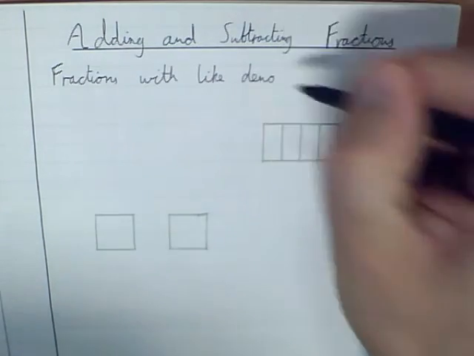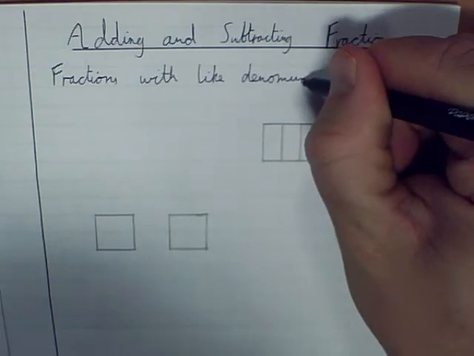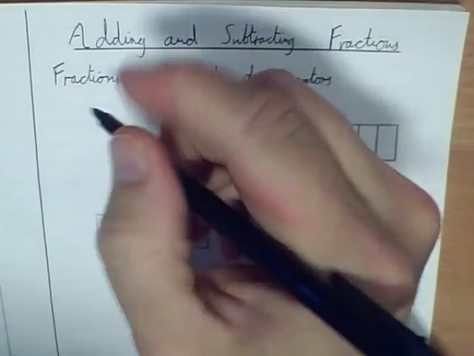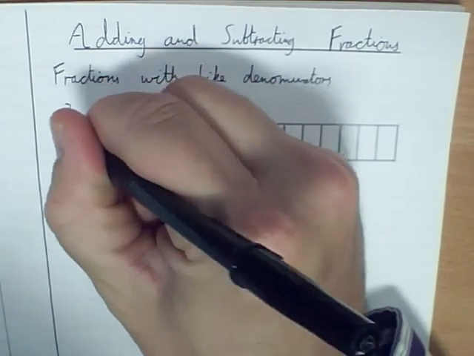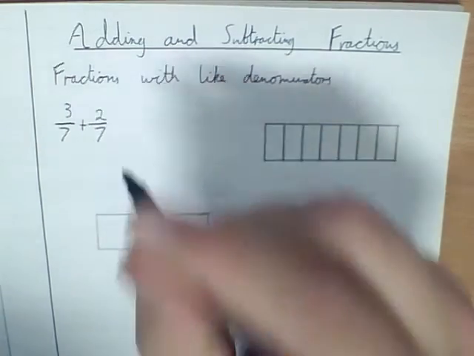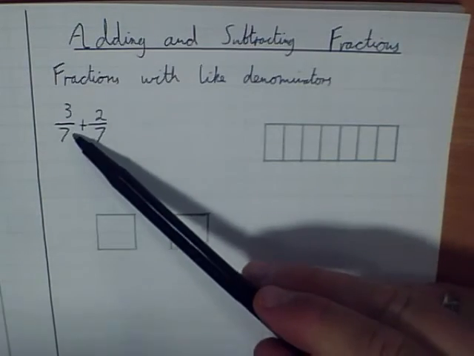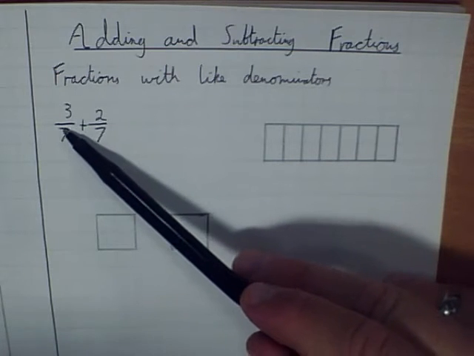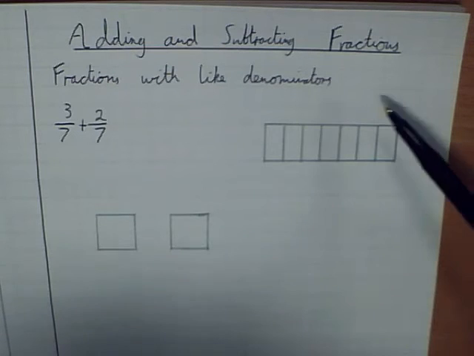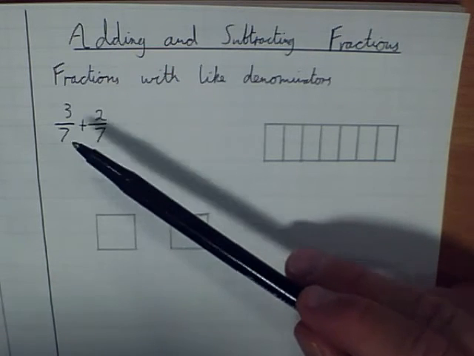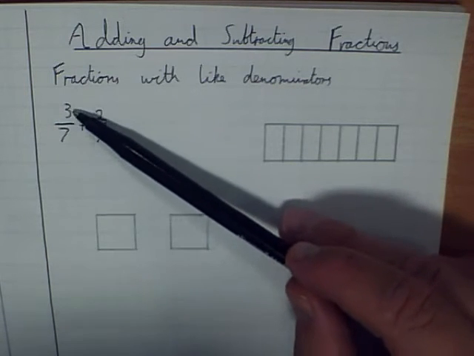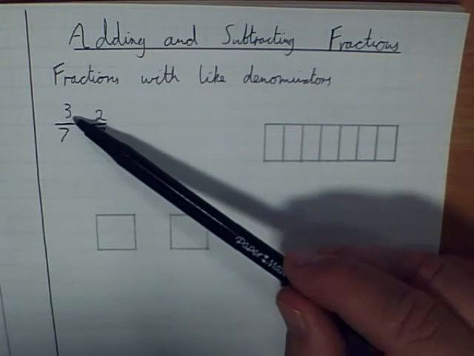So, like denominators. What I mean by that is something like 3/7 plus 2/7. It's really important to understand what this denominator means, the bottom number. It means how many parts something is split into, or out of how many parts. And the top number means how many parts we are thinking about in terms of the chosen parts.